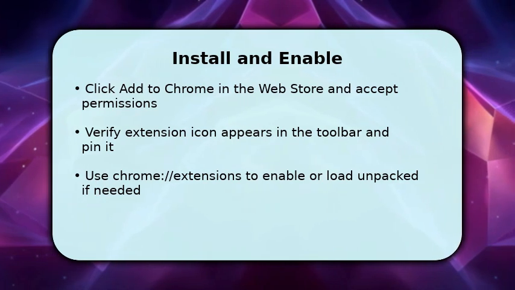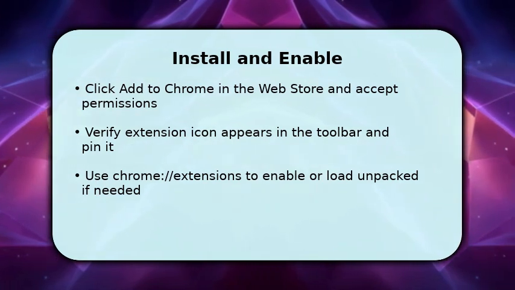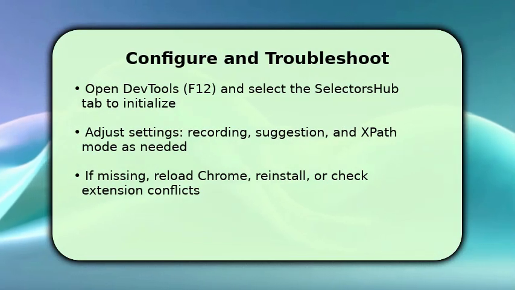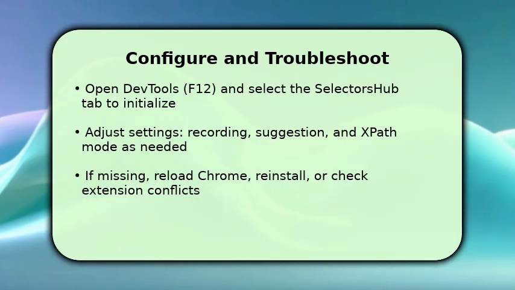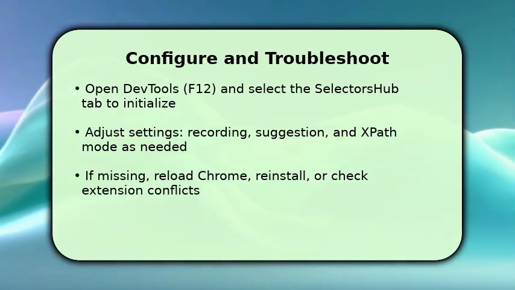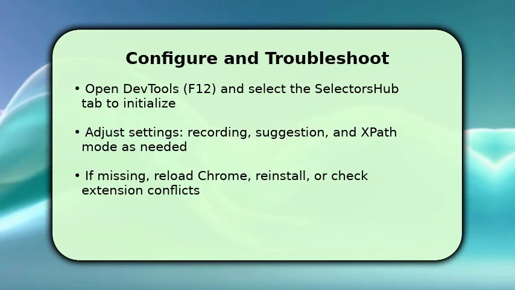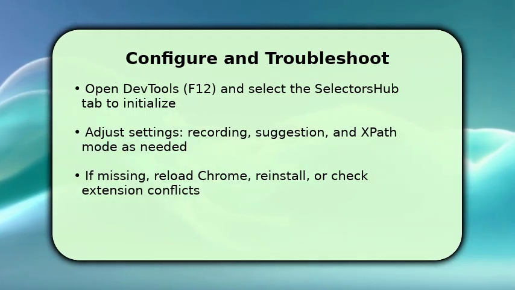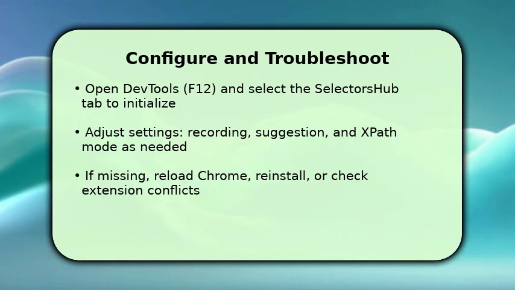Open DevTools with F12 and choose the SelectorHub tab. It initializes when DevTools loads, so make sure DevTools is opened after installation. Configure preferences like suggestion behavior, XPath strategy, and recording options to match your workflow.